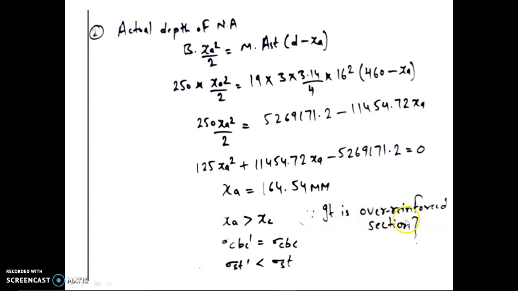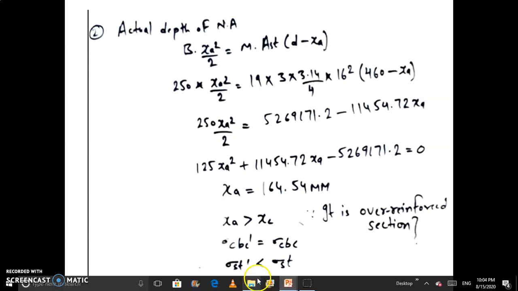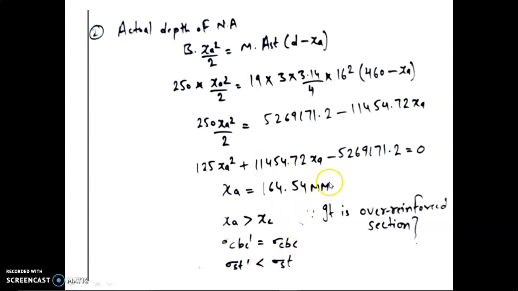So for the over reinforced section we use this condition: XA is greater than XC, sigma CBC dash is equal to sigma CBC and sigma ST dash is less than sigma ST. Means in place of sigma ST here we use sigma ST dash, because we want to get the same moment of resistance from compression side and tension side. So we put this value in our equations.